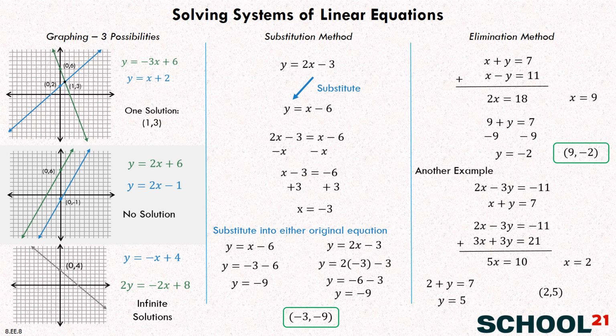So here we have learned a couple of things. We've learned that there are 3 possibilities: one solution, no solution if they're parallel, or infinite solutions if they're really the same line. And if it's easy, use the substitution method. And the elimination method, if you can use that, is sometimes really cool and the easiest way to get at it. Does that make sense?